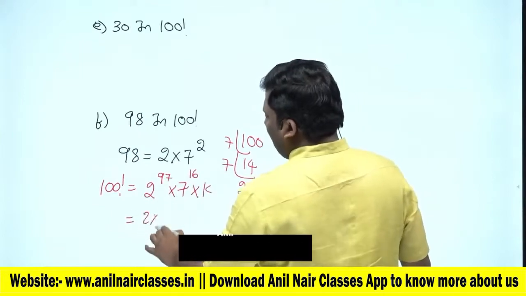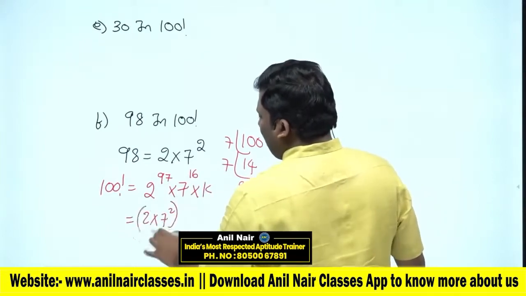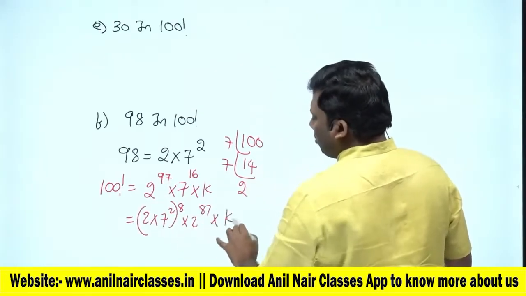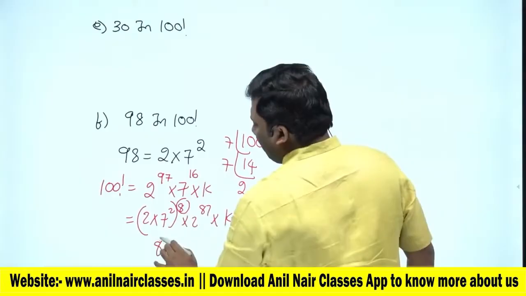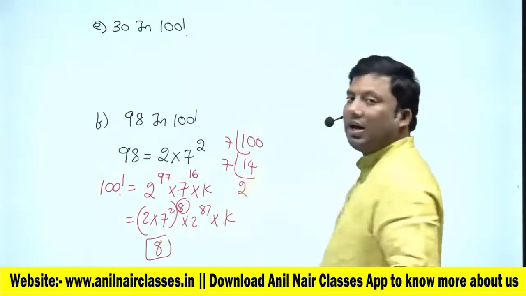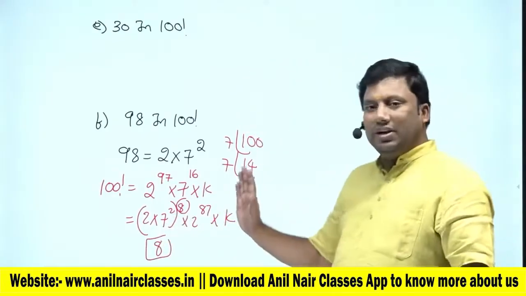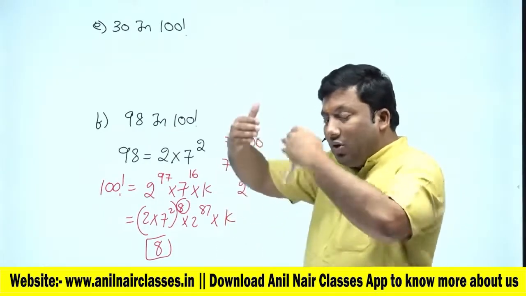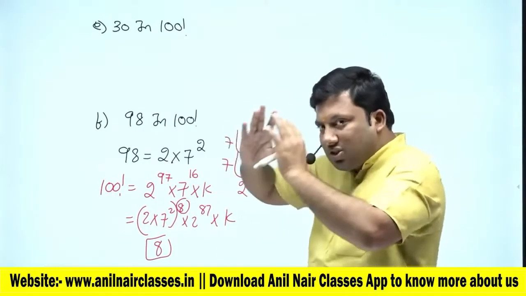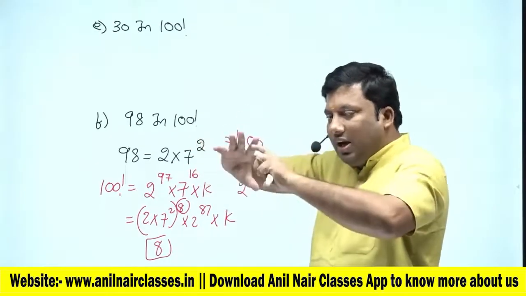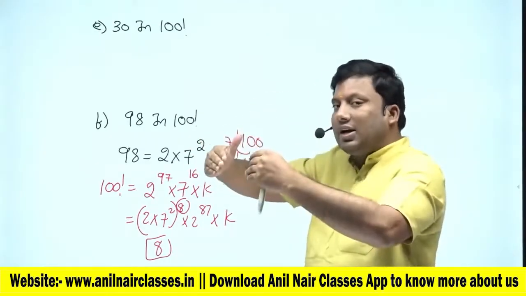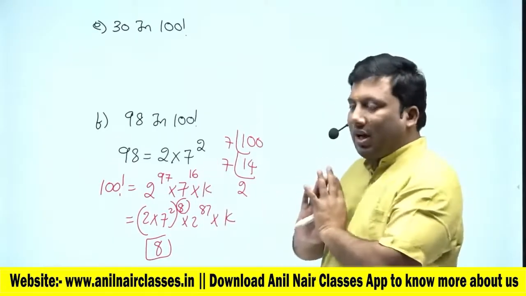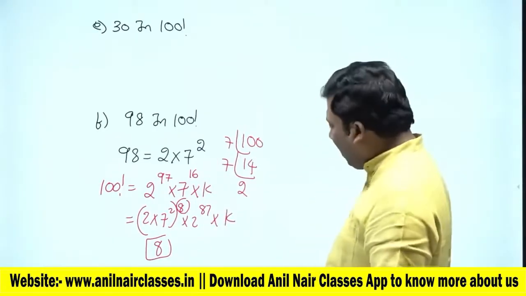So this will be 2 into 7 square, power 8, into 2 power 87 into k. So what is the highest power of 98 in 100 factorial? The answer will be 8. Very, very easy question. Then, like I told you, it goes through 5 layers: first definition-based questions, foundation-based questions, intermediate-level questions, advanced-level questions, and finally exam model, so that everything will be there properly in your notebook.